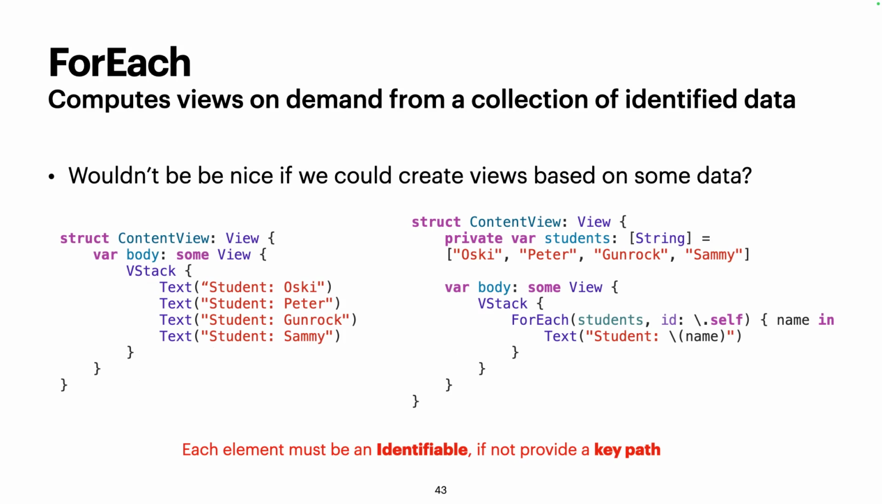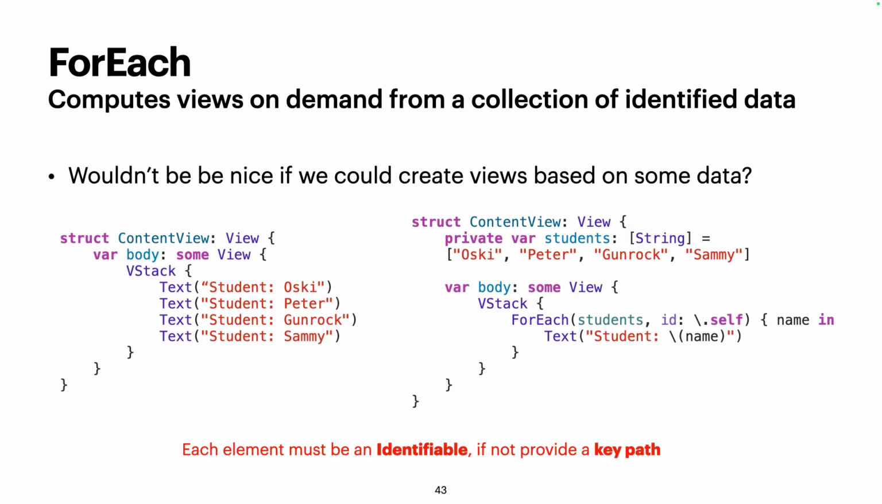Now, what if we want our data to be dynamic? We can specify an array here, just a list of student names, and then loop on each of these students using this ForEach. So for each student, and here again this looks like a closure. We get the name of each student, and then what do we return? We return a Text with the student name.